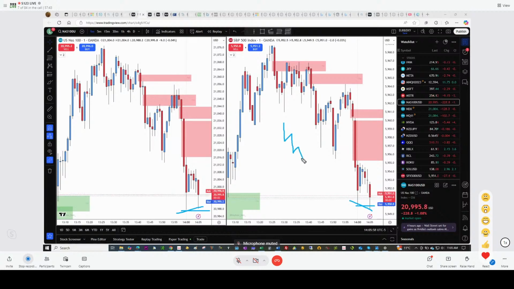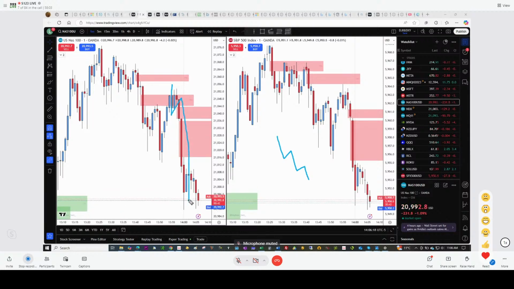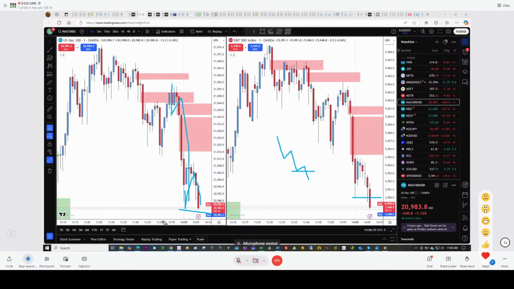And if that structure is not being played out, then one of them is lying, one of them is telling the truth. So right now, looking at both instruments, if I put my structure back, this is what I'm looking for in my structure. So I've got 1, 2, 3 all the way down, 4. And I'm looking for them to break this low. So this is that low right there. So S&P did. Now the NAS is doing it.